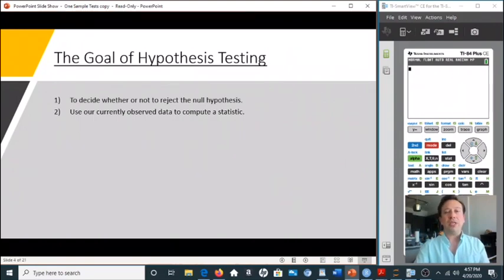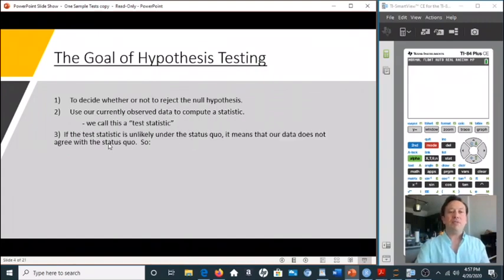So what we're going to be using is our observed data, the data that we collect, to compute what's called a statistic. And since that's being used in a hypothesis test, we call that our test statistic. Now, if the test statistic is unlikely under the status quo, that means that our test statistic value is much different than the status quo. So in other words, our data will not agree with the status quo.